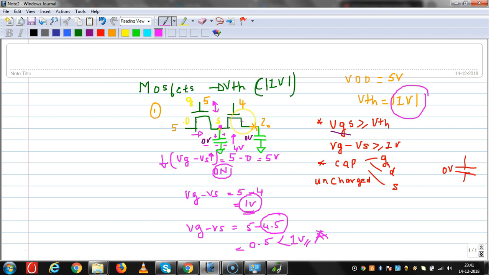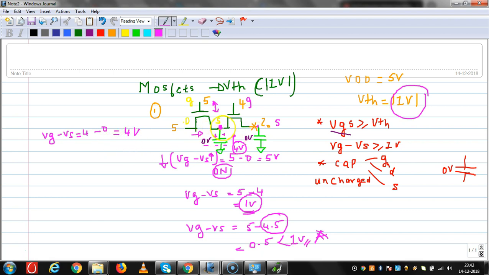Now let us consider this second MOSFET over here. We know that this node voltage is 4 volts. We have found that out, and this node is initially at 0 volts. So this becomes our source, and this is our gate. So what is the gate to source voltage for our second MOSFET? Gate voltage minus source voltage, that is 4 volts minus 0 volts, which is 4 volts. Very good. It is greater than 1 volt, so the MOSFET is on.